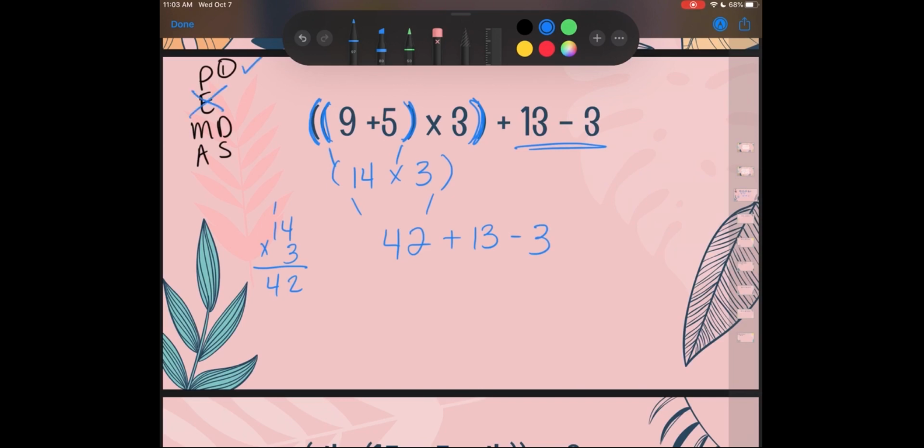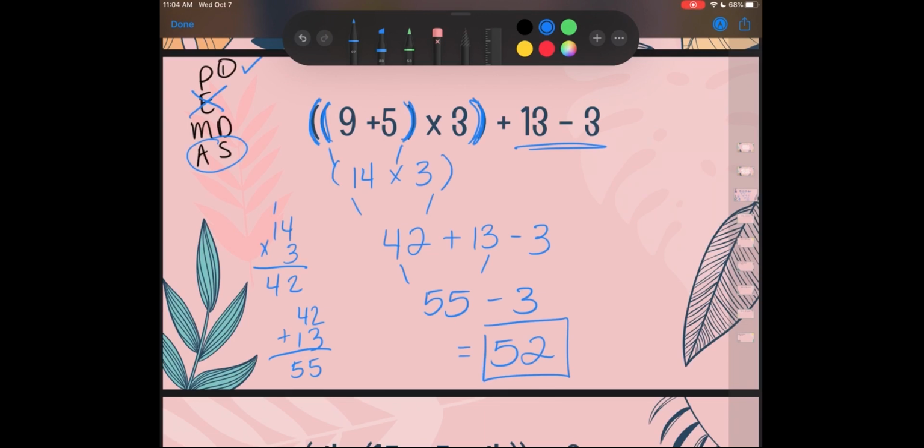So I did my parentheses. We ignore exponents. Remember, we don't do that till 6th grade. So multiplication and division would be next. I don't have any multiplication and division. So now I'm going to go on to my addition and subtraction. We add and subtract from left to right. So I'm going to do 42 plus 13 first, then minus 3. Well, 42 plus 13 is 55. So I have 55, and then minus 3. 55 minus 3 is going to be 52. So 52 is my final answer.